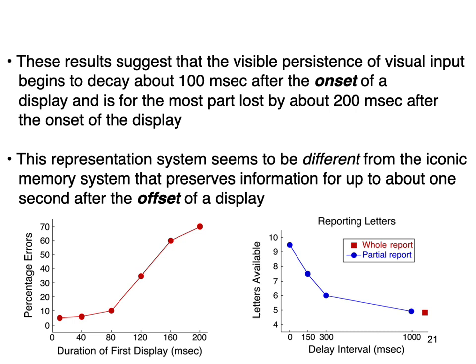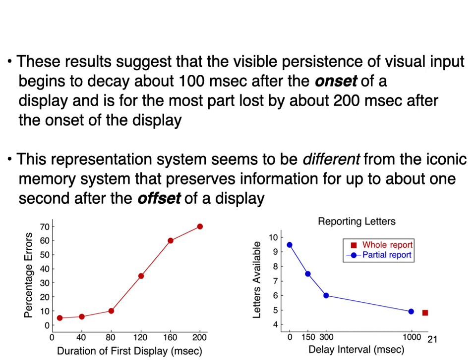So look on the right, at the display showing the delay from the disappearance of the 12 letters on the screen to reporting one letter with a little bar. If the delay is 300 milliseconds, you're still better than full report. Partial report is still better than whole report. Whole report is 4 and a bit. Partial report, the estimate is around 6.